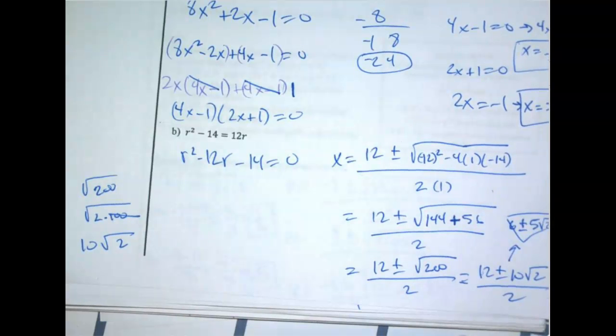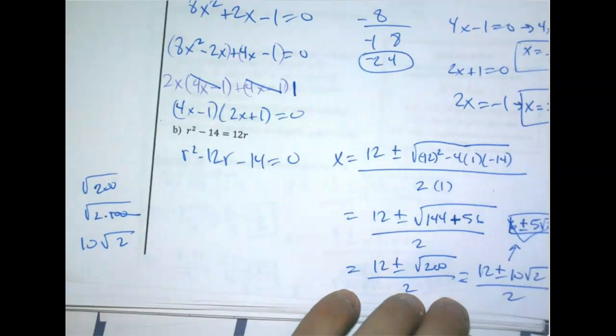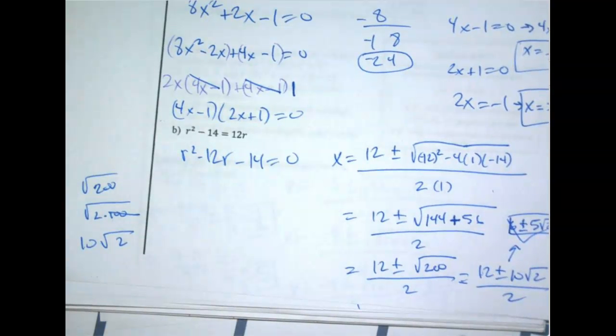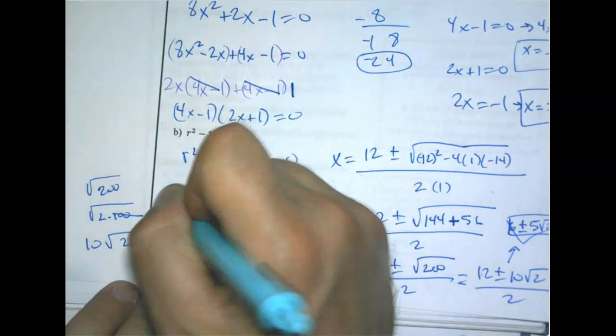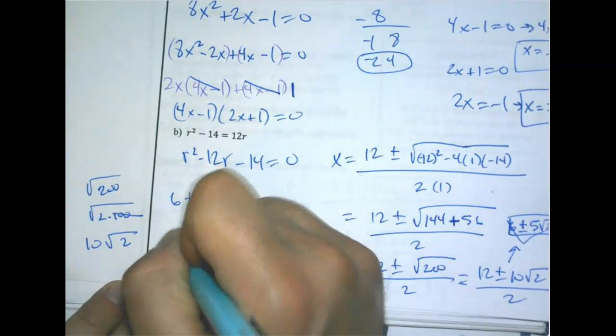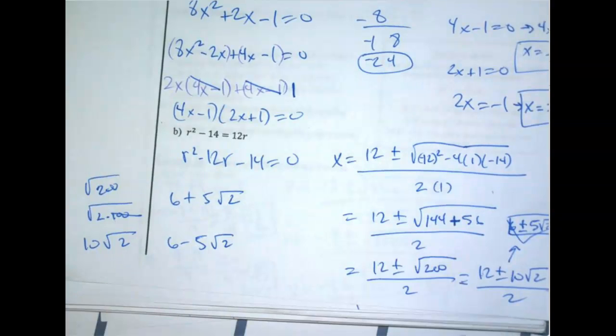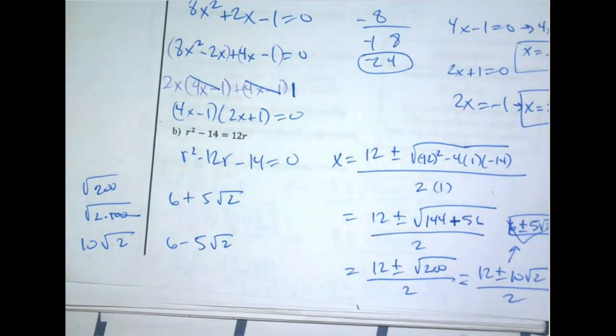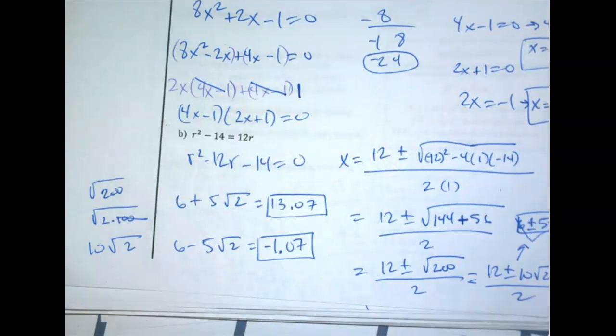Excuse me. Sorry about that. So 6 plus or minus 5 radical 2, and then you can calculate that. 6 plus 5 square roots of 2, and then 6 minus 5 square roots of 2, and we'll see what that is. So I went ahead and used the calculator, guys. 6 plus 5 square roots of 2, 13.07. 6 minus 5 square roots of 2, negative 1.07.